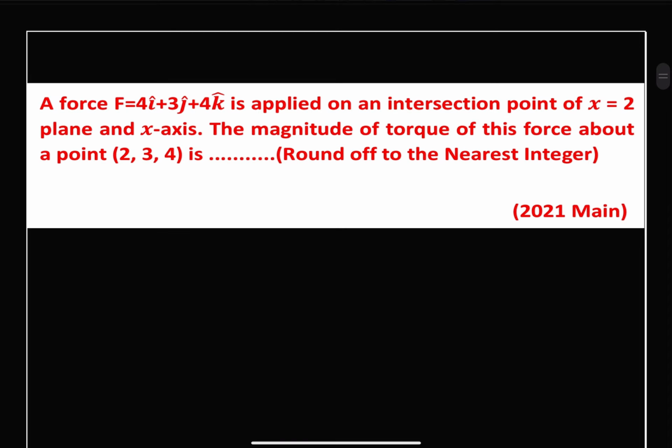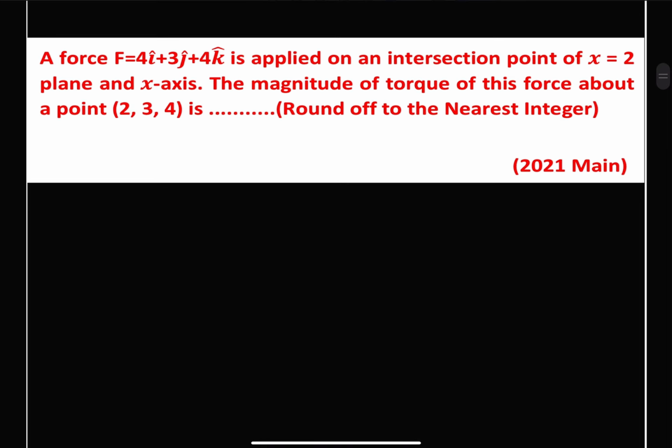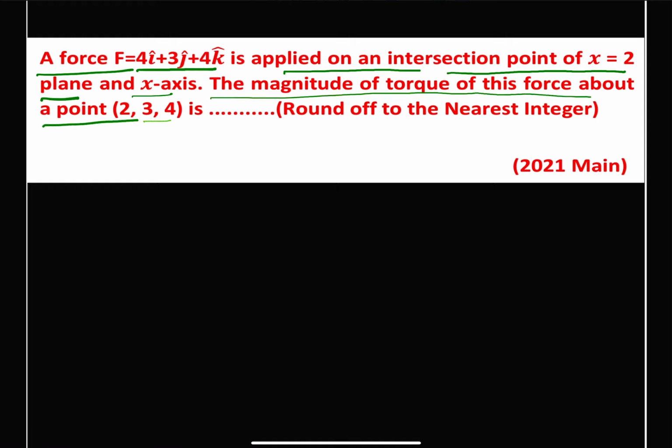Next question. It states that a force F equal to 4i plus 3j plus 4k is applied on an intersection point of plane x is equal to 2 and x-axis. The magnitude of the torque of this force about a point 2, 3, 4 is, round off to the nearest integer. So here we have to remember that the force is being applied at the intersection of x is equal to 2 and the x-axis.